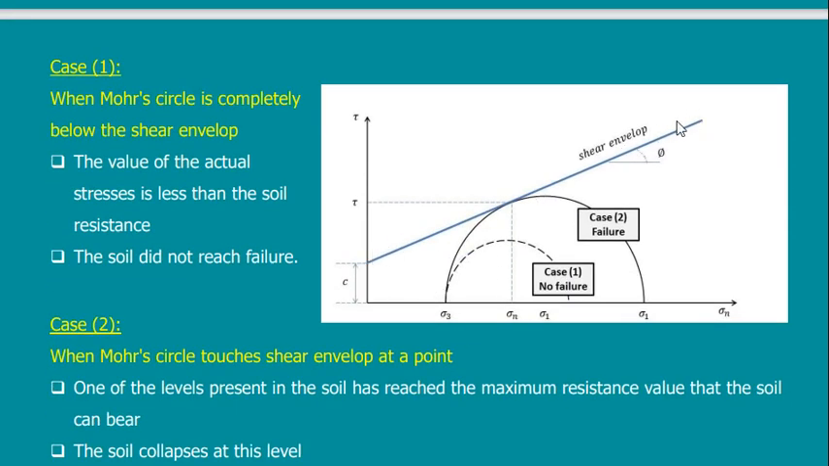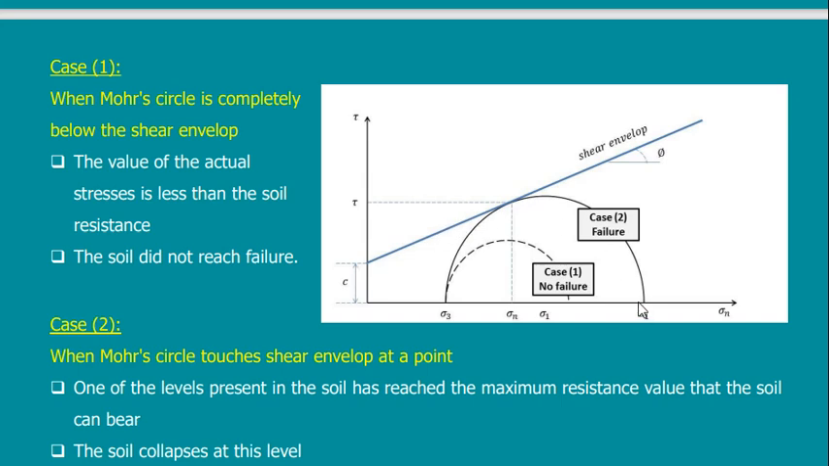Yes, this is the failure line, and this is sigma 3, which is the stress around my sample. Then I start to put sigma 1 on top of my sample. If I put a small value of sigma 1, then I have this circle. This circle is not a failure circle. Nothing will happen. Then I try to increase sigma 1. Every time I increase sigma 1, I draw a bigger circle till I touch the shear envelope at a point. Once I touch it at a point, this is the point of failure.